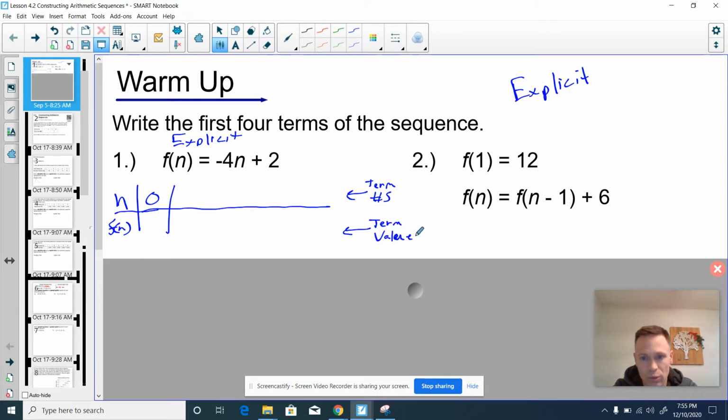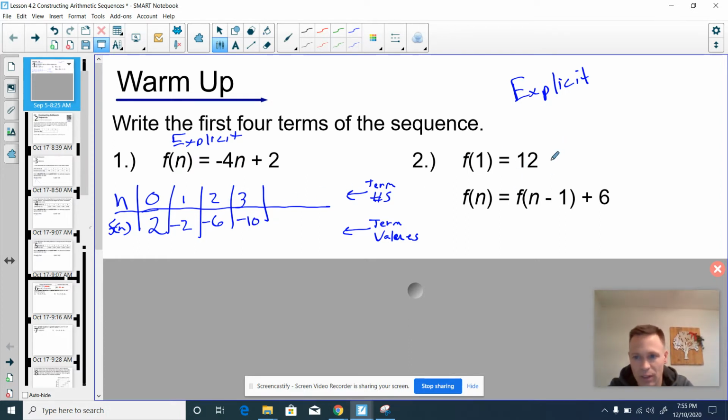Respectively, right? So if I substitute 0 in, negative 4 times 0 is 0, plus 2 is 2. I substitute in 1, negative 4 times 1 is negative 4, plus 2 is negative 2. Then I substitute in 2. Negative 4 times 2 is negative 8. Plus 2 is negative 6. And then my fourth value that I'm finding, which is really the third term, right? I always substitute in 3. That would be negative 12 plus 2, which would be negative 10.